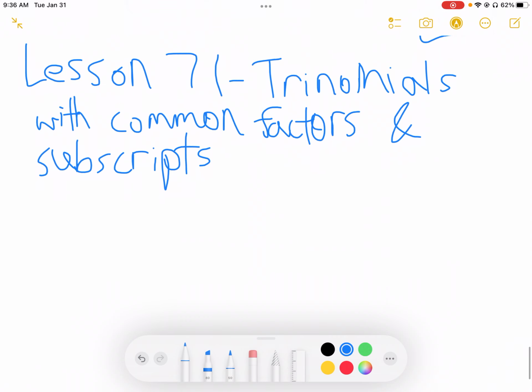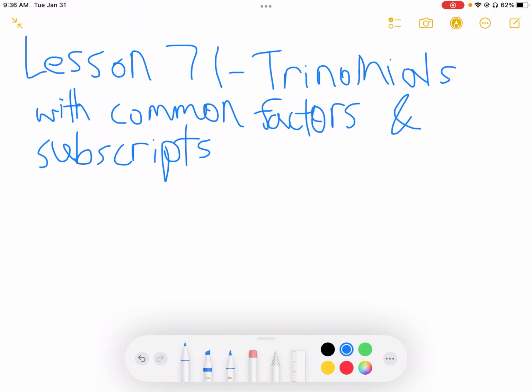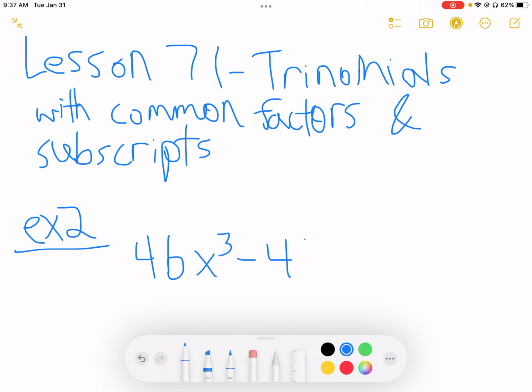Alright, so let's do example 2 here. Let's write it out and then we'll say what we have to do. So I have 4bx to the third minus 4bx to the second minus 80bx.